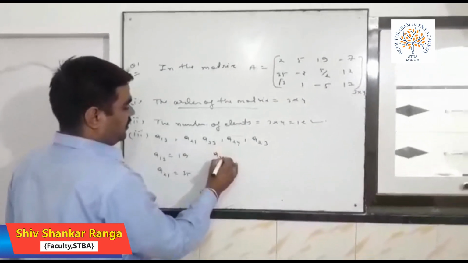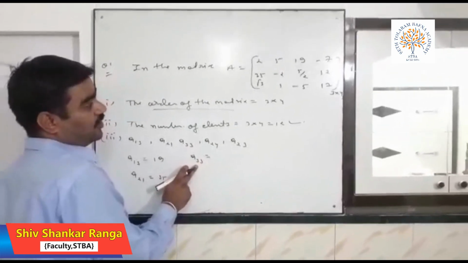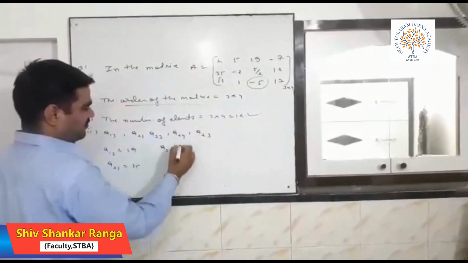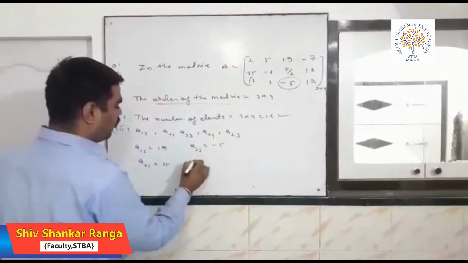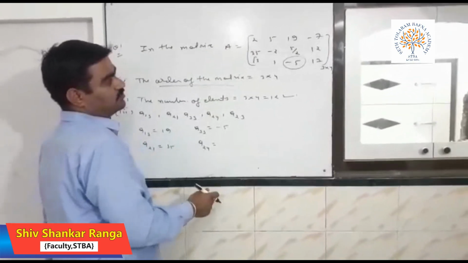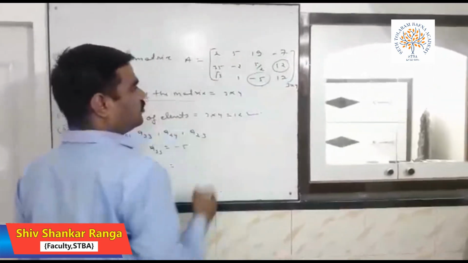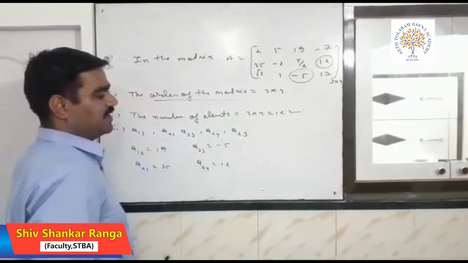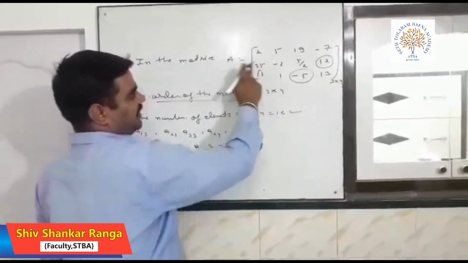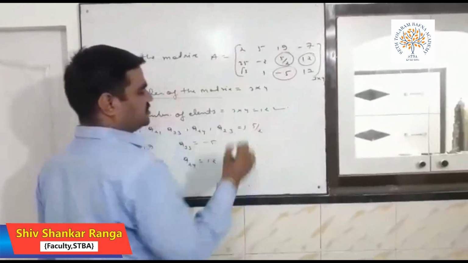A33. A33 means third row and third column. Element of third row and third column. Then A33 is equal to minus 5. A24 means second row and fourth column. Then A24 is equal to 12. A23 means second row and third column. Then A23 is equal to 5 by 2.